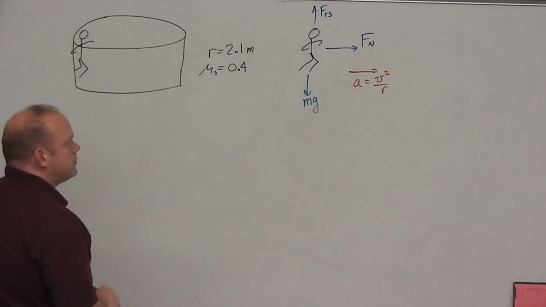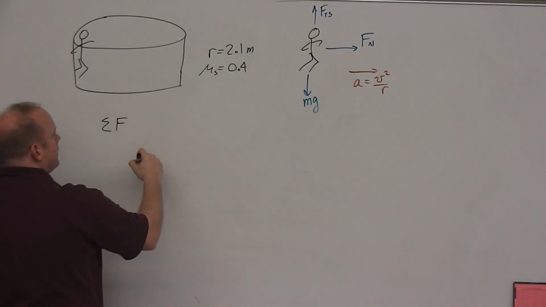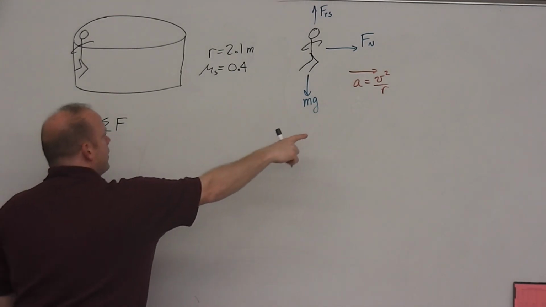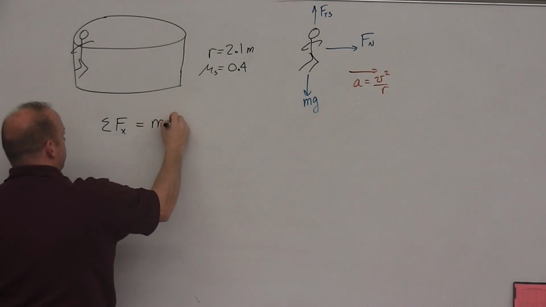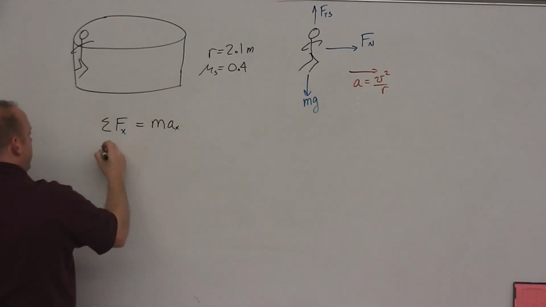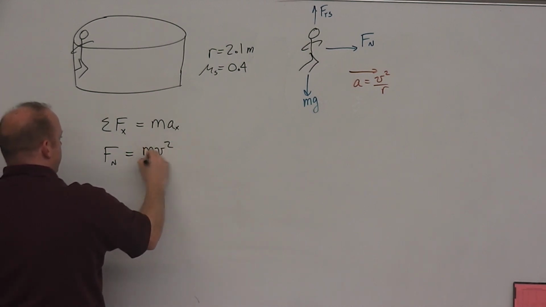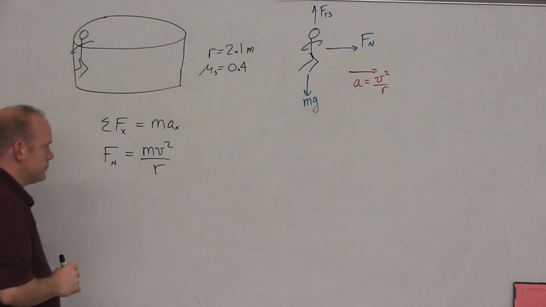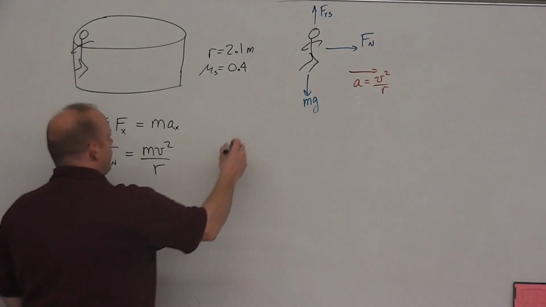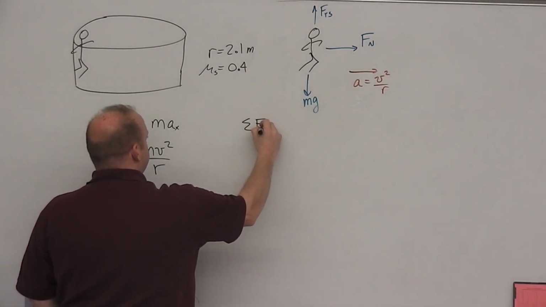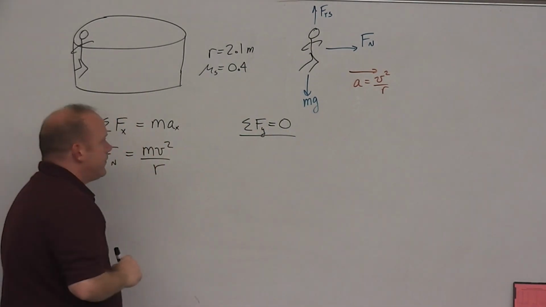All right, so now I do sum of all forces. What I'm looking for is v. So let's take a look at sum of all forces in the x. That's going to equal mass times acceleration in the x. The force acting in the x is the normal force. That has to equal mv squared over r. I don't have the normal force, so I can't solve for it yet. So let's look at the y direction. Sum of all forces in the y equals 0. We don't want this person falling down.